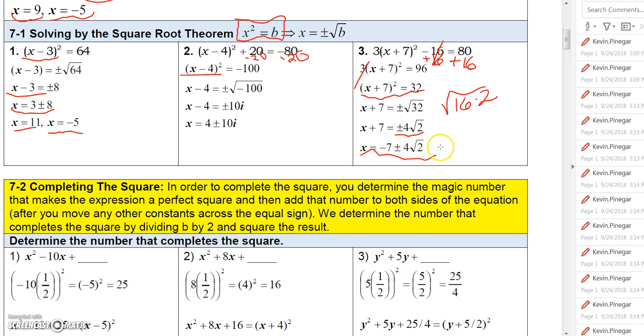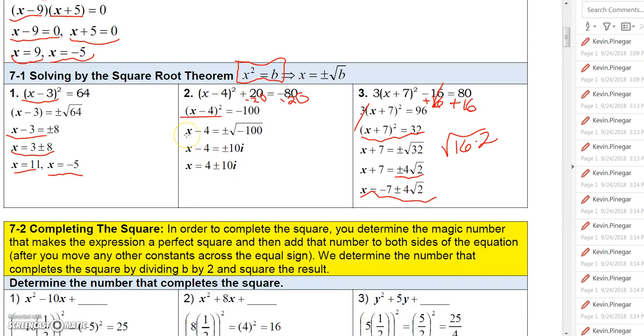Now, if this was a word problem and you needed a decimal approximation for the answers, you could actually put this in your calculator and figure out what minus 7 plus 4 square root of 2 equals, and that would be one answer, and then figure out what minus 7 minus 4 square root of 2 equals, and that would be your other answer.